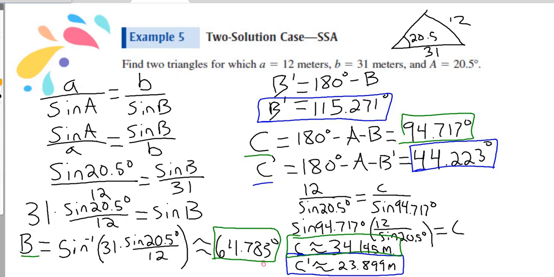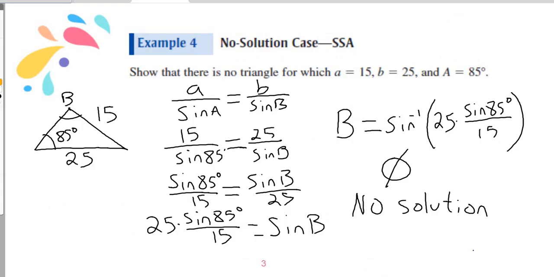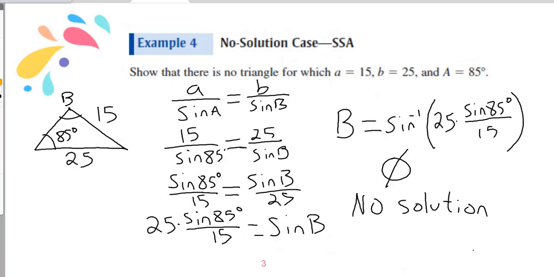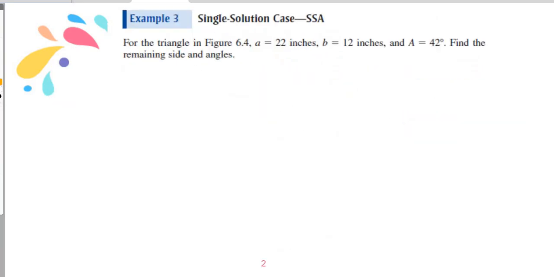We looked at our ambiguous case, and we looked at our first two examples. One of them was what happens when we have a side length that is too short, so we get no solution. The second example is what happened when our side length is just long enough that we actually get two solutions. And then today we're going to look at what happens when we only get one solution.